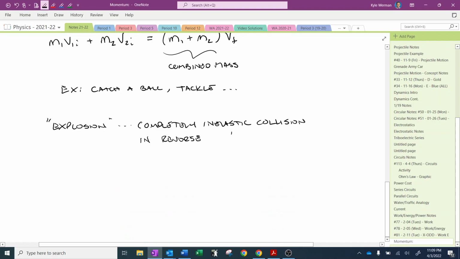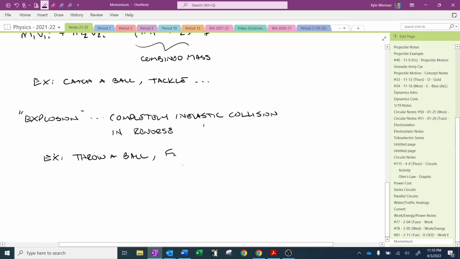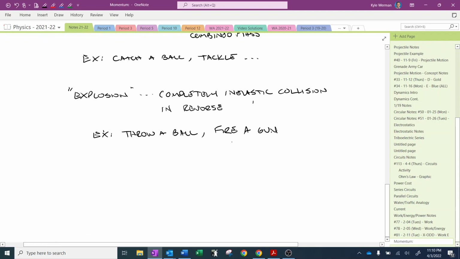A good example of one of these would be, unlike catching a ball where a ball is thrown and caught and the two objects move together, well, we could throw a ball and the ball and the person would be separate after that interaction. We could fire a gun and that bullet that is in the gun is no longer in the gun. It's moving in velocity. It now has velocity. And of course, after you fire that bullet, the gun has some kick because the gun itself has gained velocity in the other direction. Right?